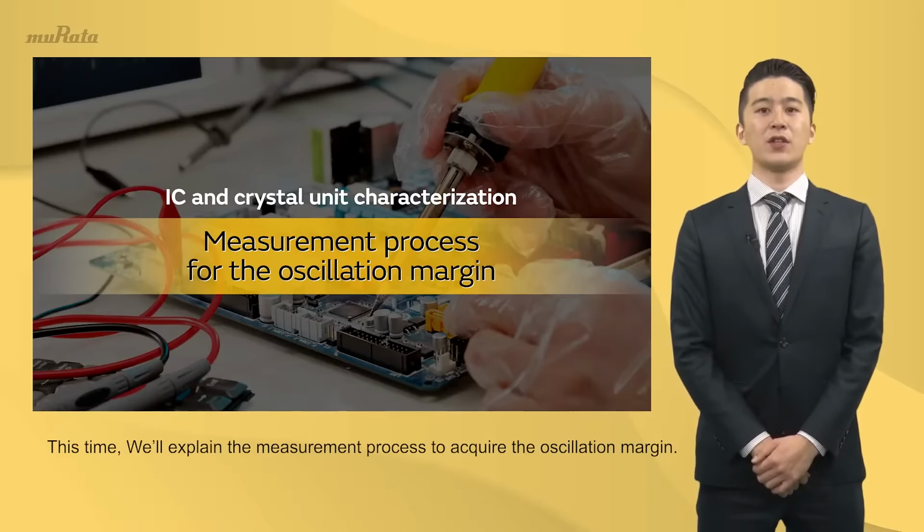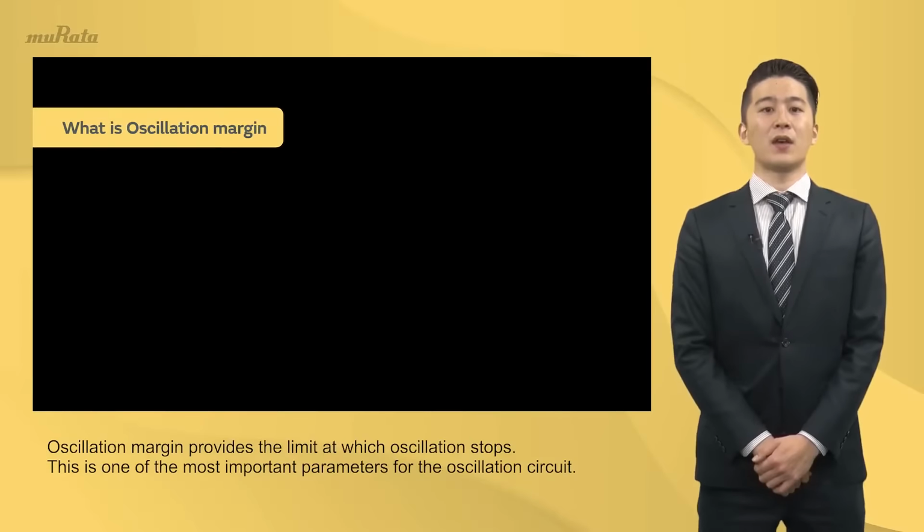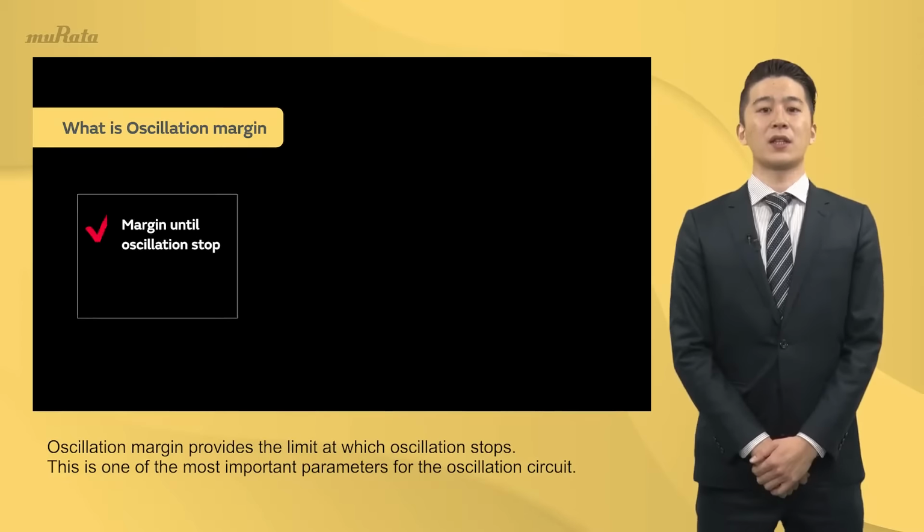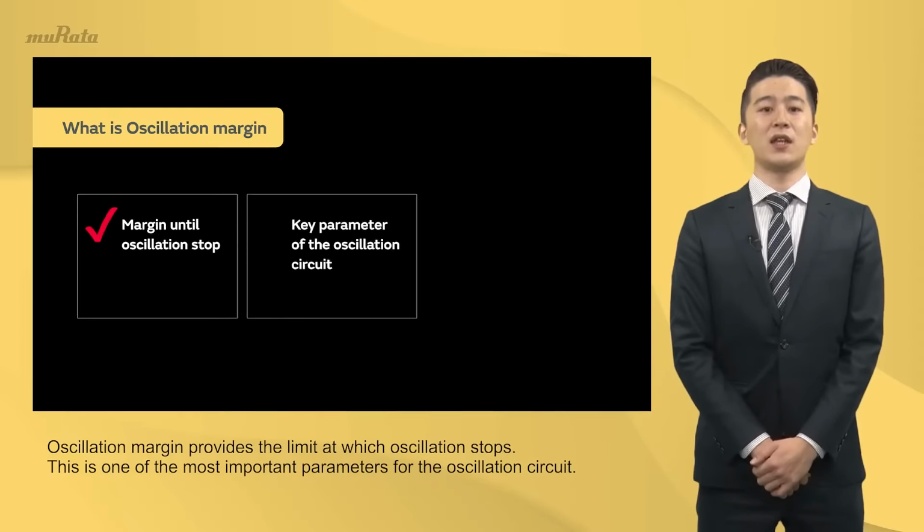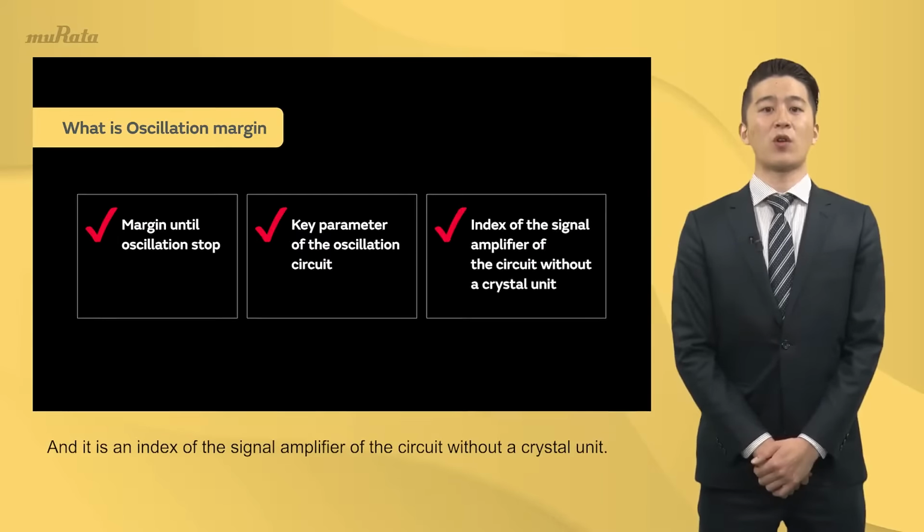This time, we'll explain the measurement process to acquire the oscillation margin. Oscillation margin provides the limit at which oscillation stops. This is one of the most important parameters for the oscillation circuit, and it is an index of the signal amplifier of the circuit without a crystal unit.